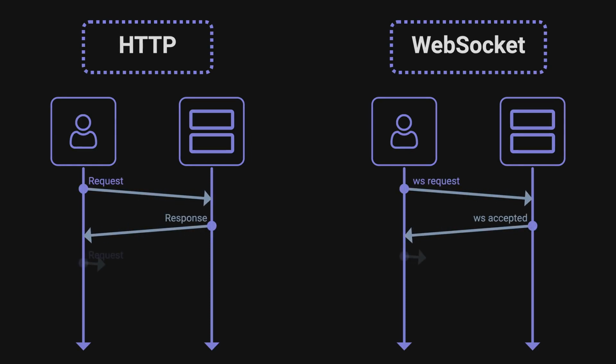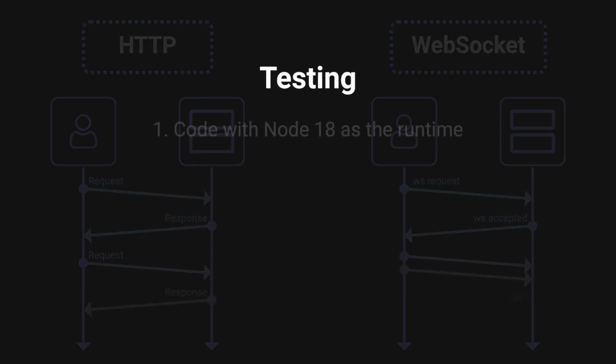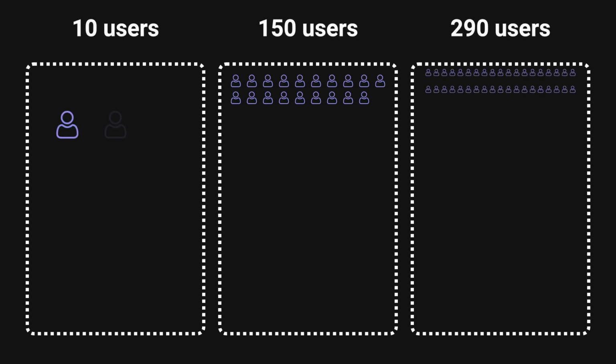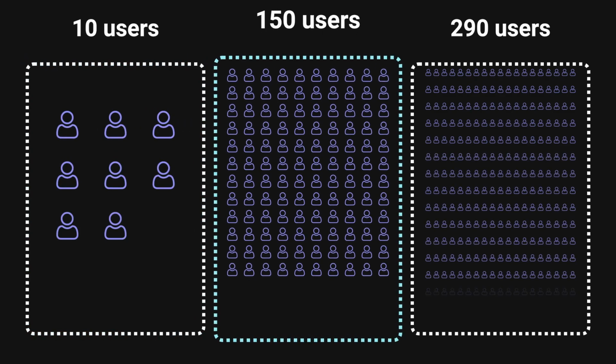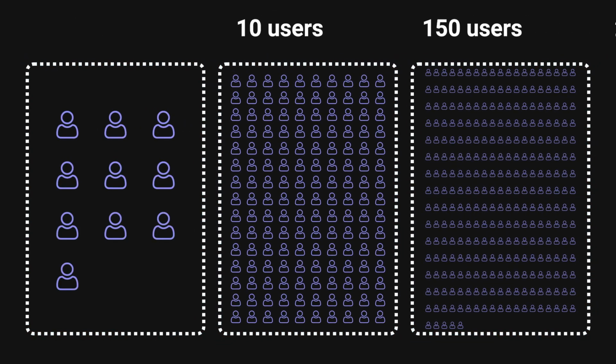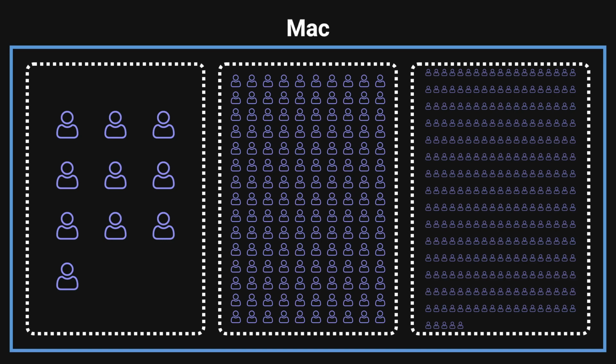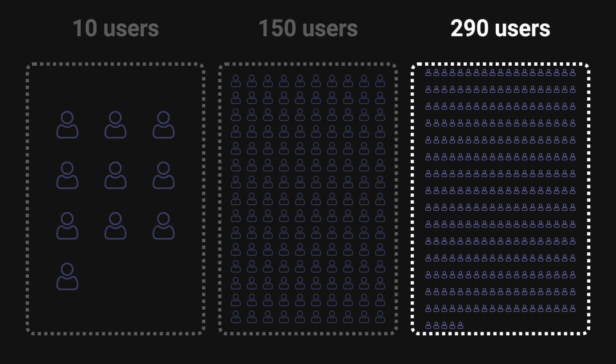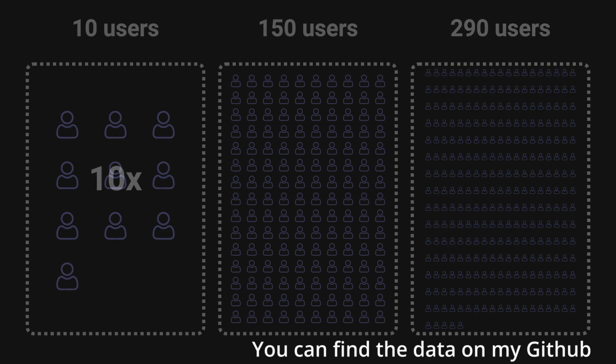These will be tested in the following scenarios: running code developed in Node.js with Node 18 as the runtime, running the same code with Bun as the runtime, and running code using Bun native implementation with Bun as the runtime. For each scenario, the load test will be run with 10, 150, and 290 concurrent requests using my M1 Mac laptop with 16GB of RAM. I maxed the concurrent requests at 290 because that is the peak before my computer starts dropping connections. I ran each scenario 10 times and compiled an average value for these data points.